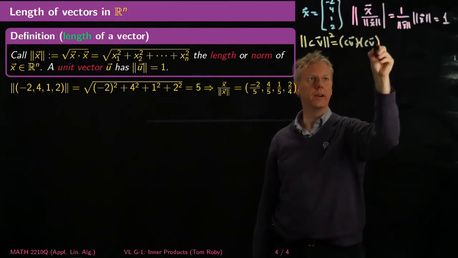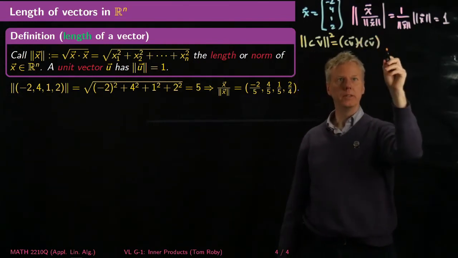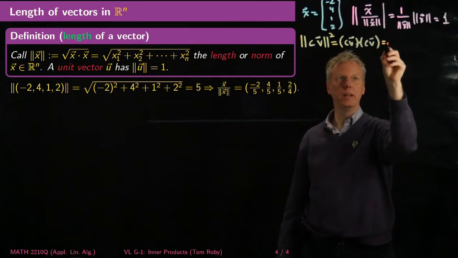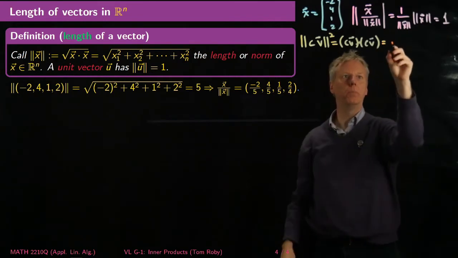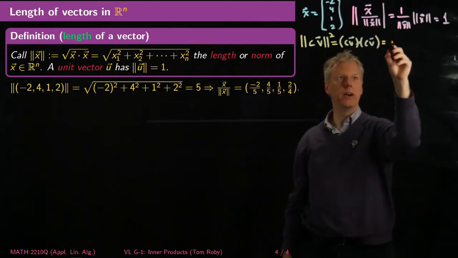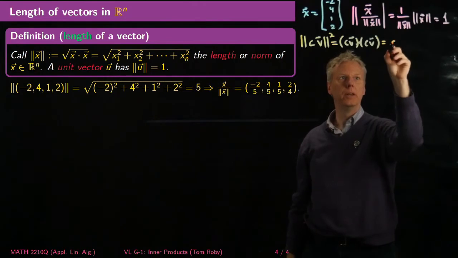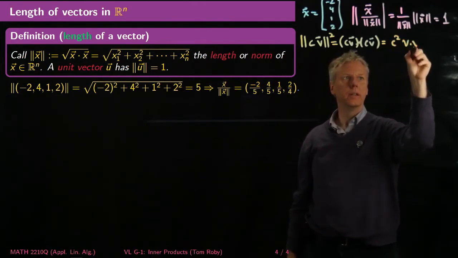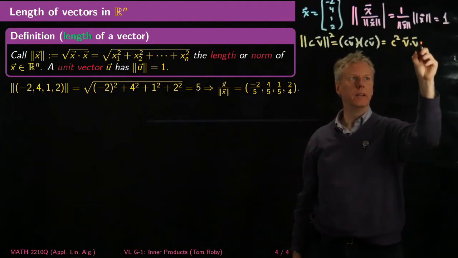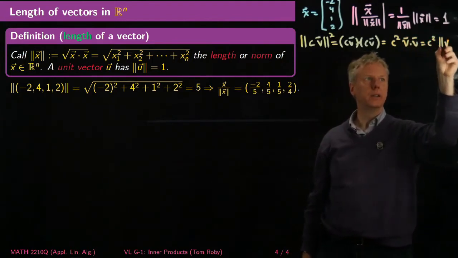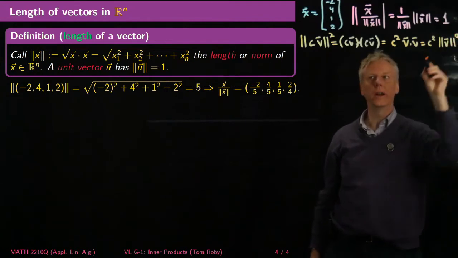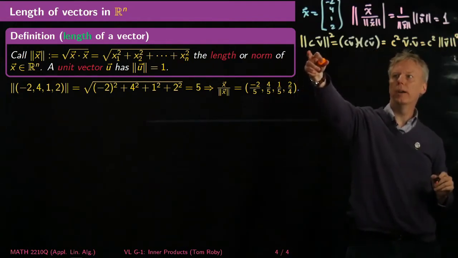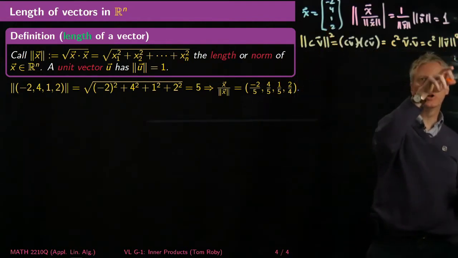So there's a dot in there. Okay, so now if I take the dot product of cv with cv, remember that these factors can all pull out. So I can pull one c out and another c out, and I end up with c squared times v dot v, and that's just c squared times the norm of v squared. So the norm of cv, the square of this, is equal to c squared norm of v squared.